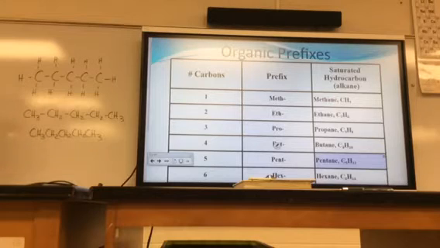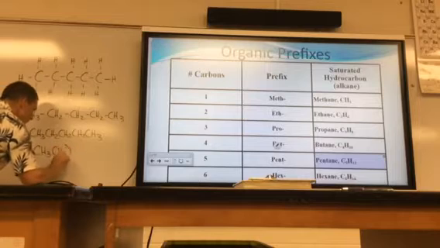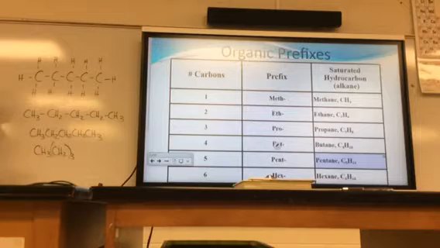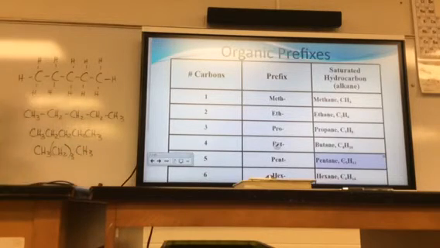Another way to even condense it more, we have 3 CH2 members of this chain. We could just do it like that with a CH3 at the end. So these are all the exact same molecule. They're just representations of it differently.